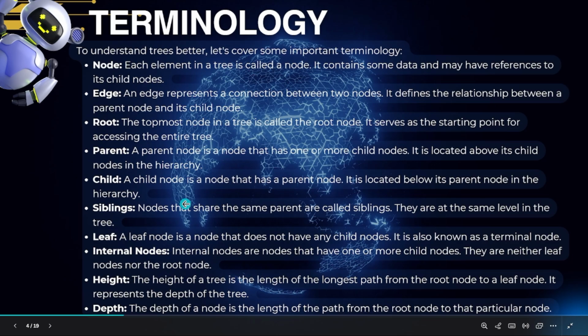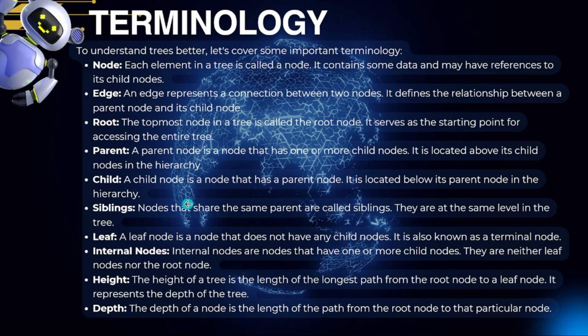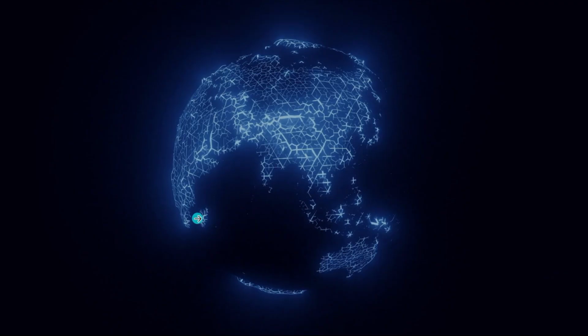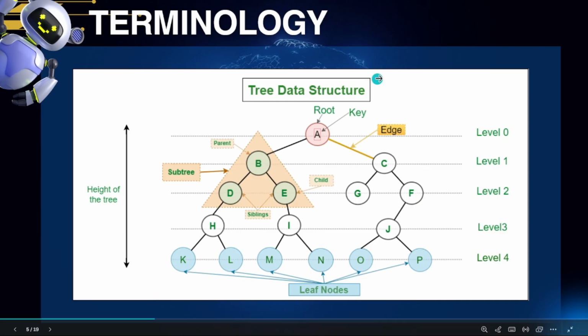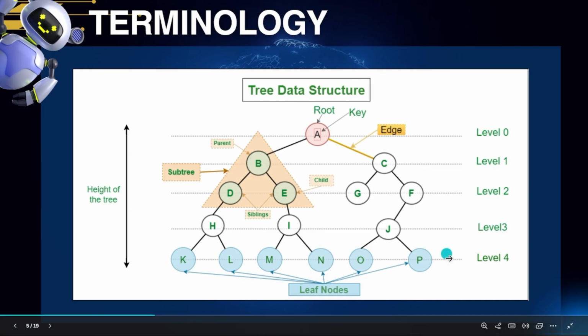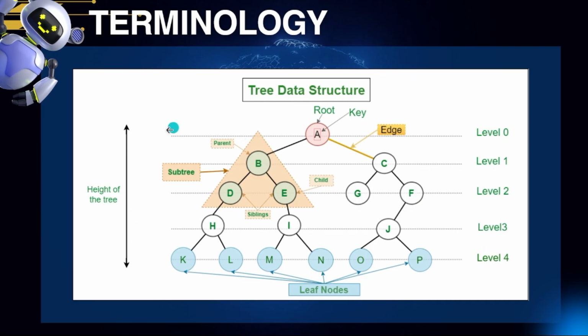So, the height of a tree is the length of the longest path from the root node to a leaf node. It represents the depth of the tree. So, ang height, makita na nato siya is from here to the leaf node. So, kung taas pa ni siya muna, ang height niya. So, there, represent. You have level 4 node.